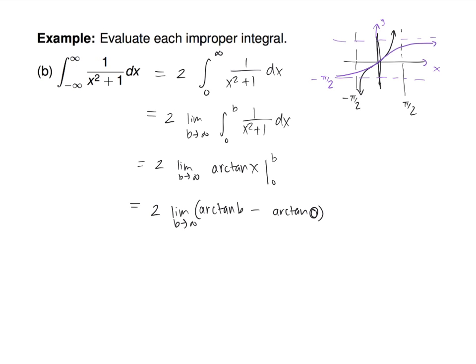And arctan looks like that, right? Okay, so what happens as your value inside arctan gets big? Where does arctan go? Pi over 2. So this is 2 times pi over 2, or pi. So our integral converges to pi.